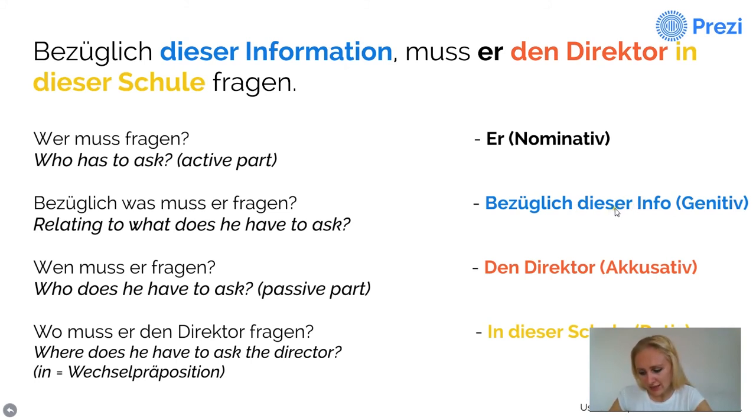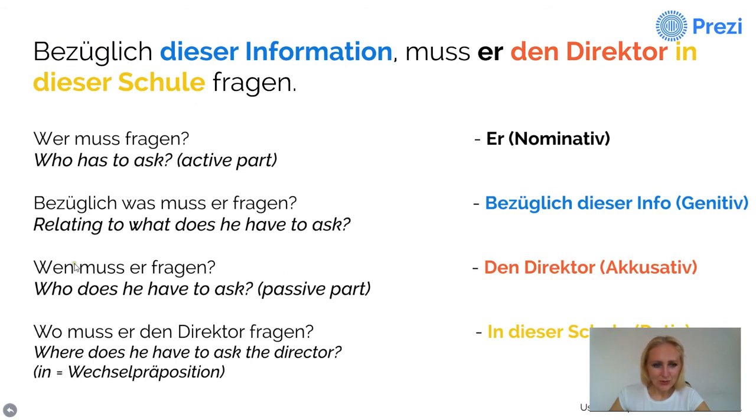Dieser in the nominative case is actually the masculine demonstrative pronoun. But now, since we're using the genitive, it's the female form. So bezüglich dieser Info. So here dieser Info or dieser Information in the sentence is the genitive object, because it also comes right after this preposition.